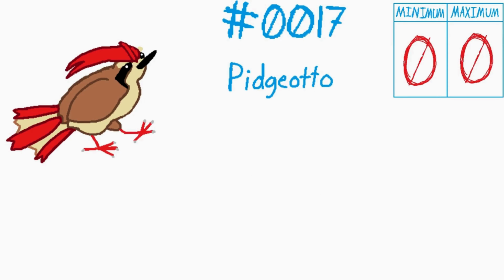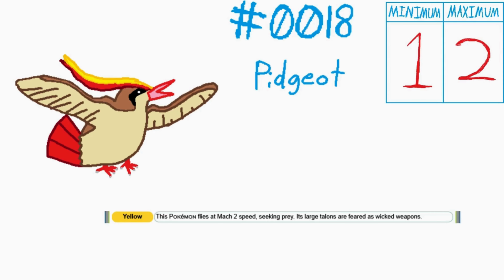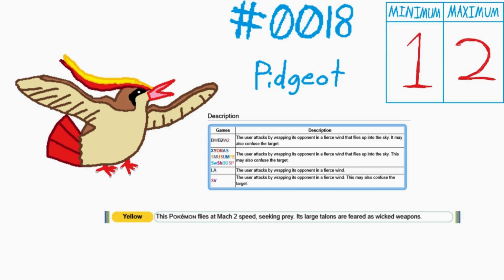Pidgeotto, they're a pigeon. Pidgeot, they're a pigeon. And this is where the insanity of Pokemon lore kicks in. They may be a pigeon, but that doesn't stop them from flying at Mach 2 speed. For some reason, they have a move called Hurricane, which is literally just the ability to generate hurricane-force winds. Why is this pigeon so strong?